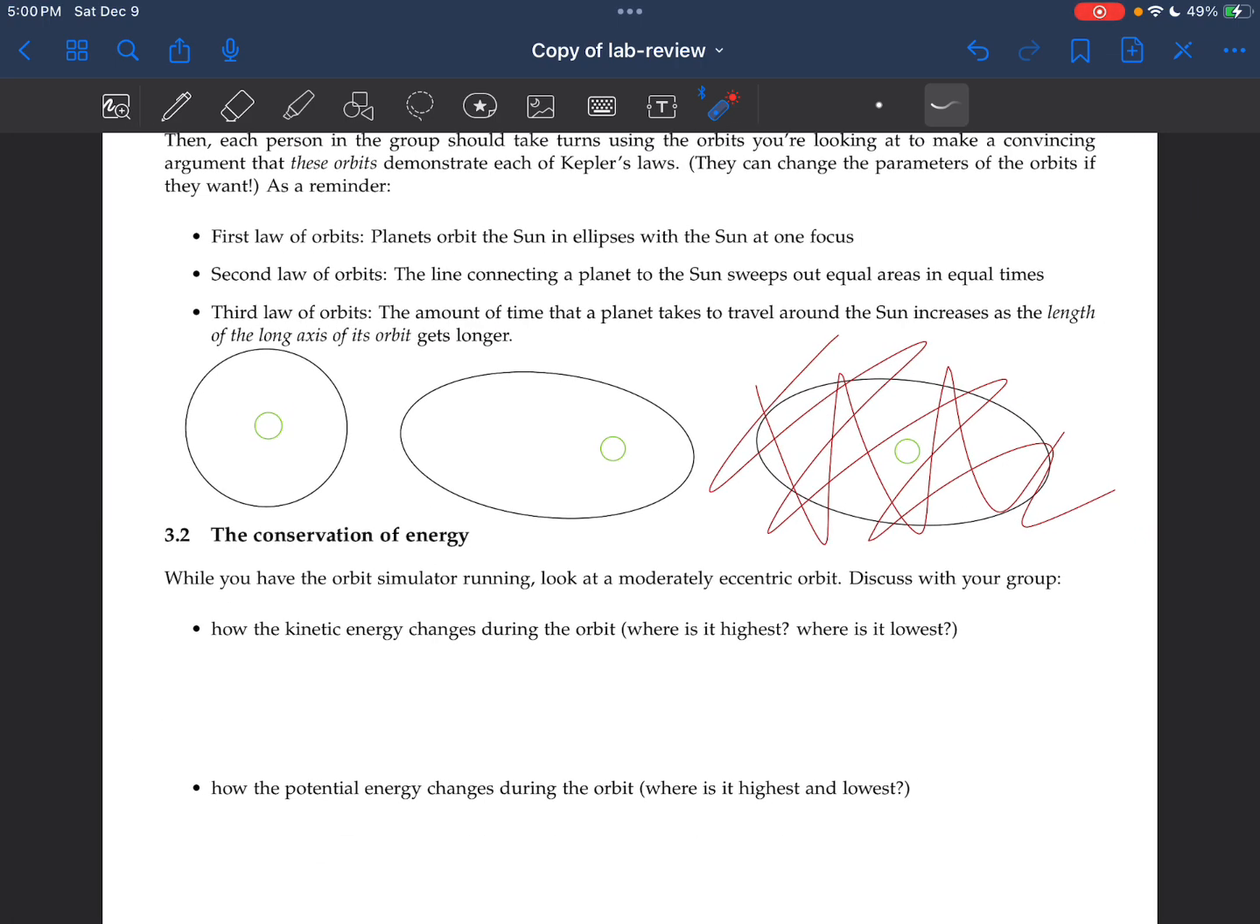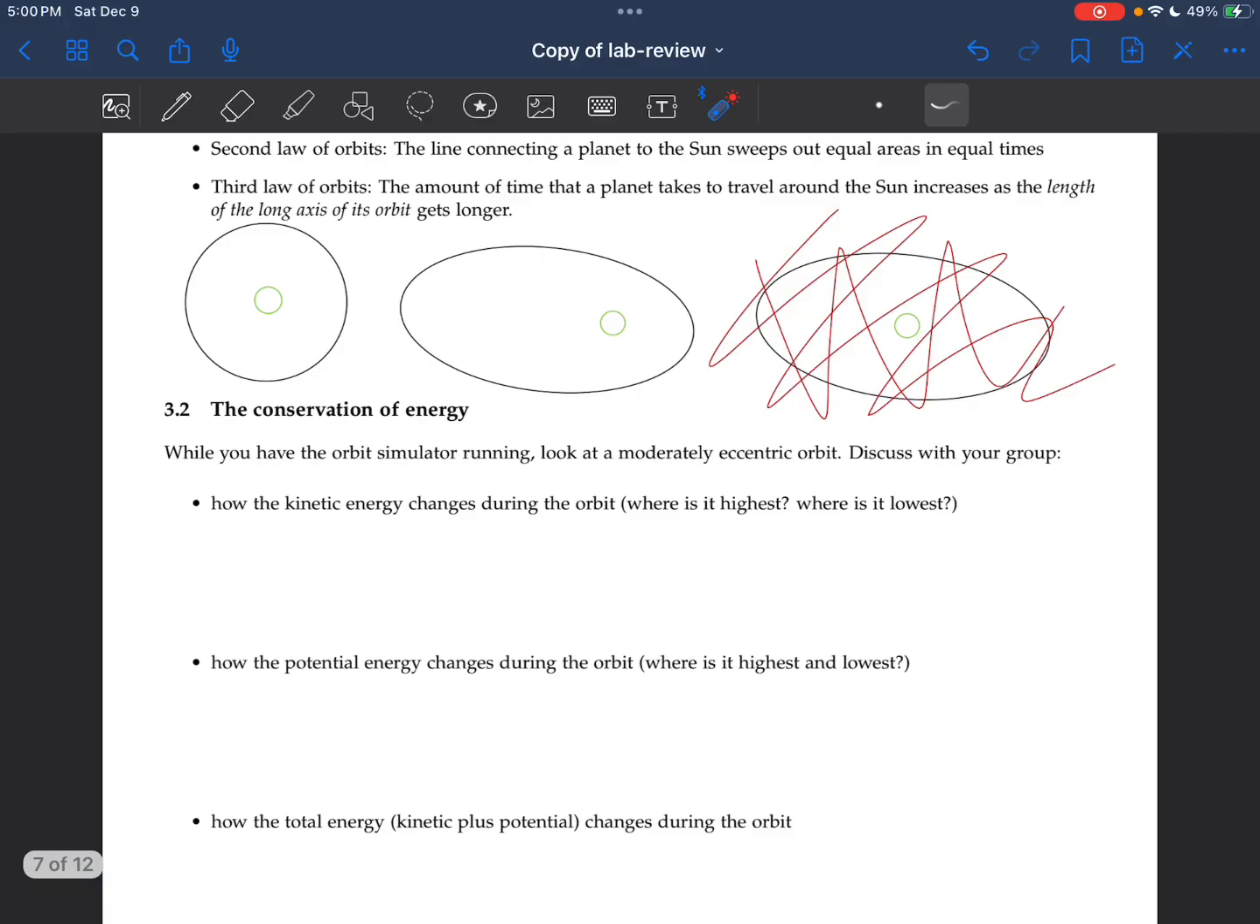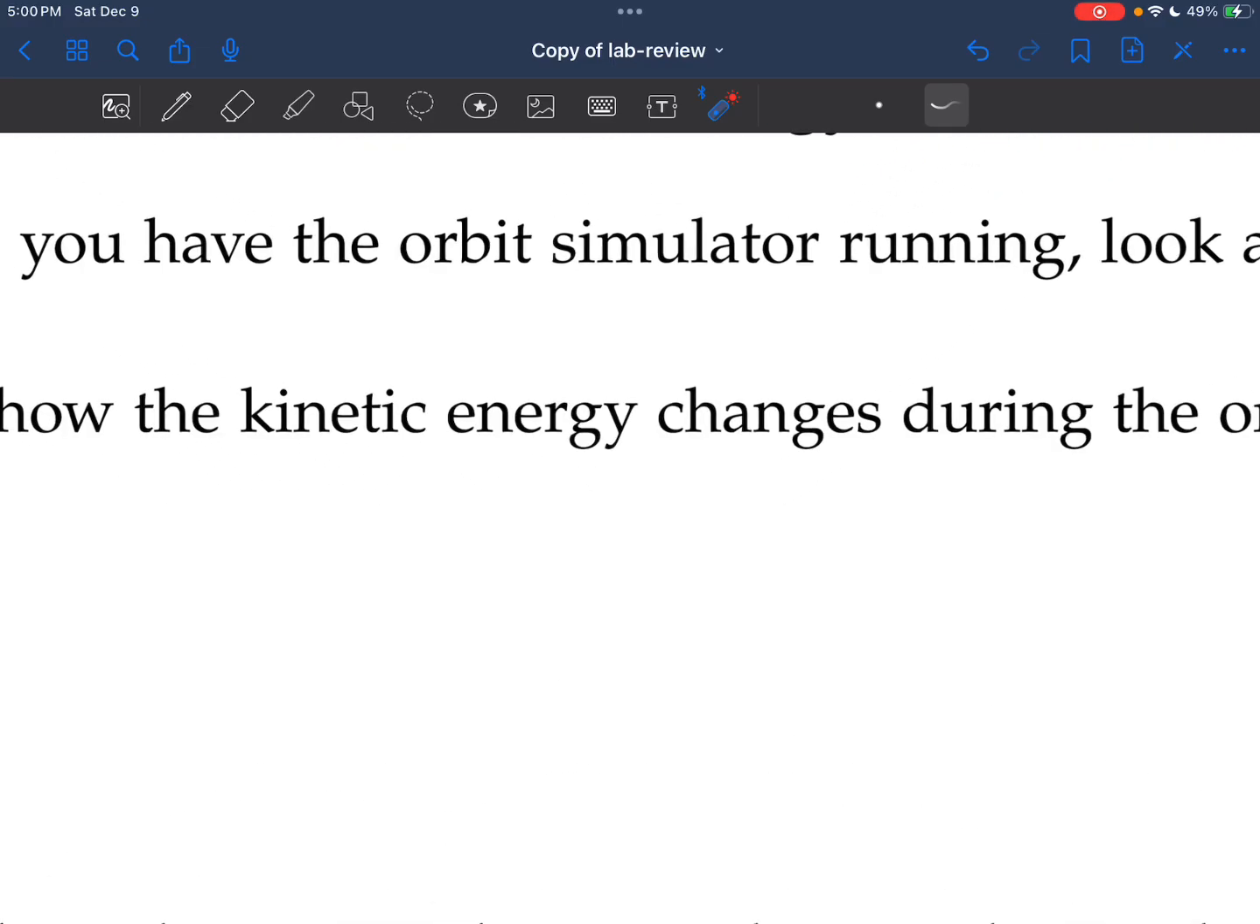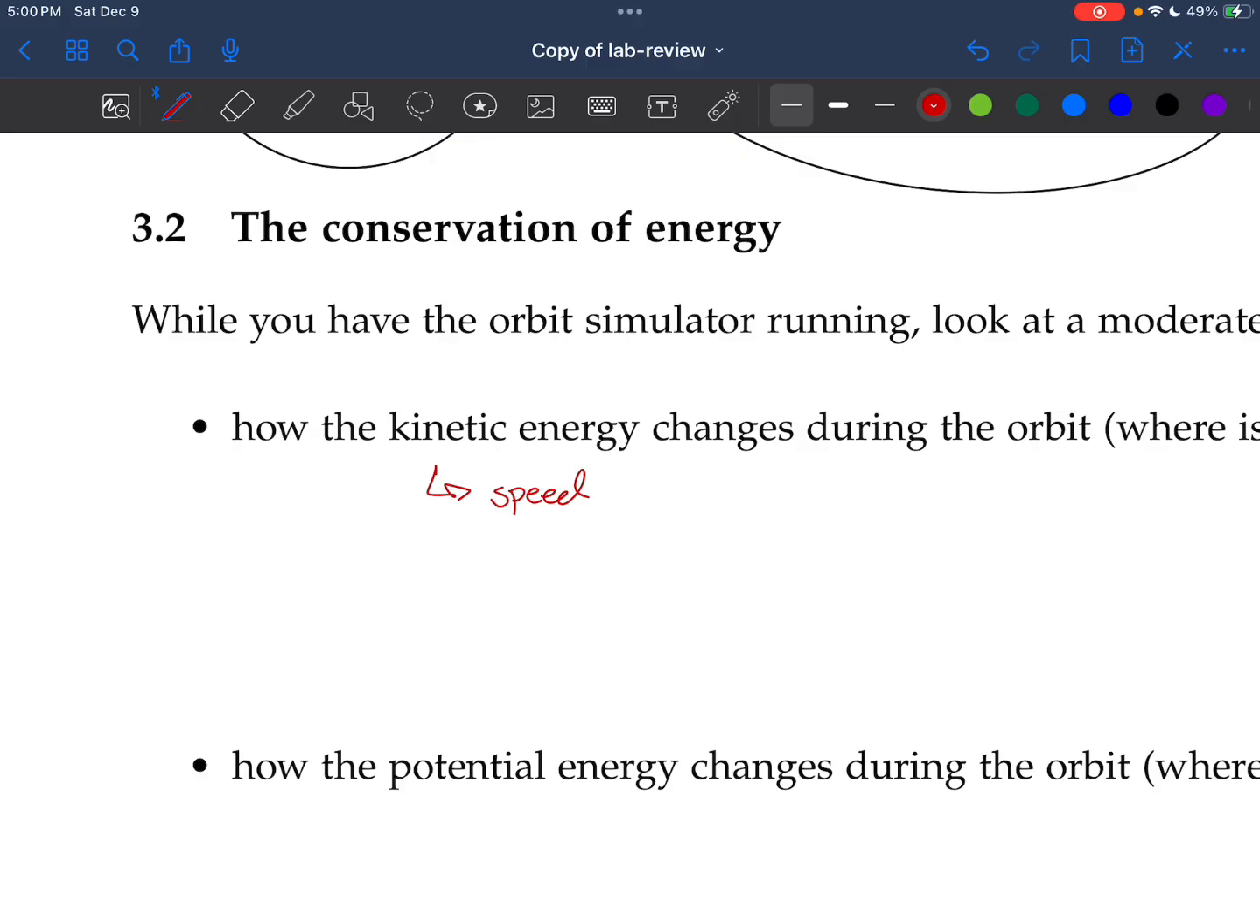Okay. And now we can think about, using all of that, conservation of energy. How does my kinetic energy change during the orbit? Where is it the highest? Where is it the lowest? Well, my kinetic energy directly correlates with how fast I'm going, or my speed, right? So if my speed is higher, my kinetic energy is higher.